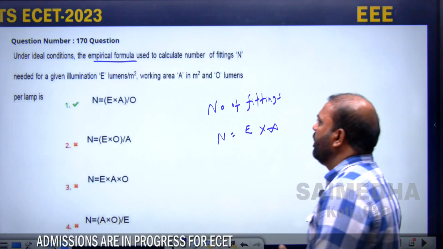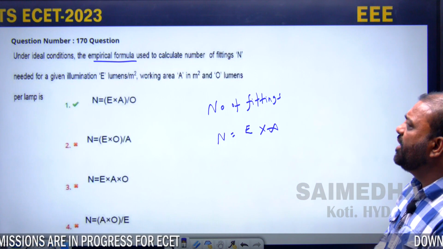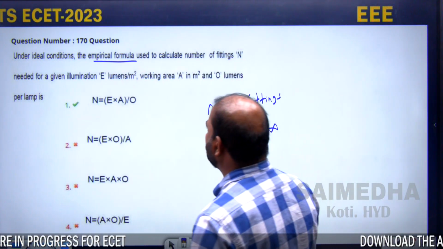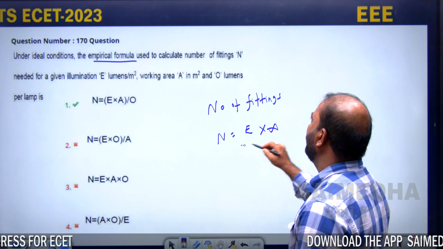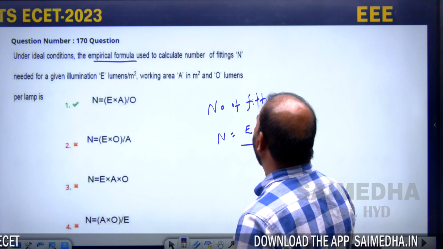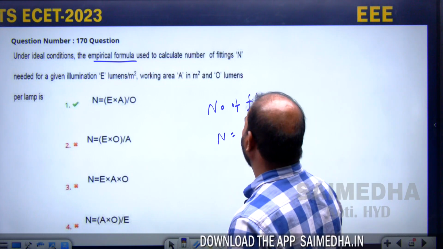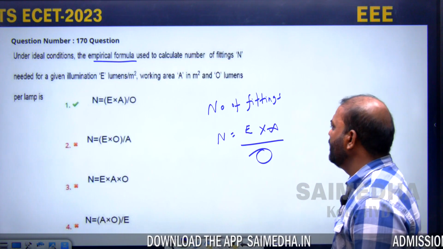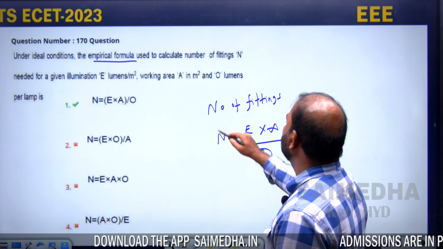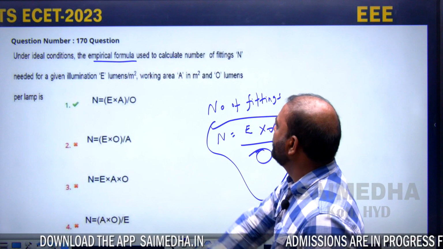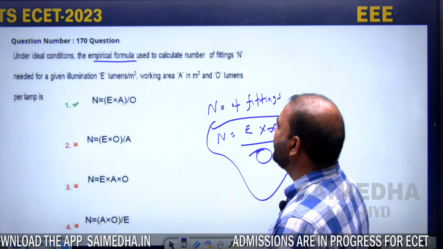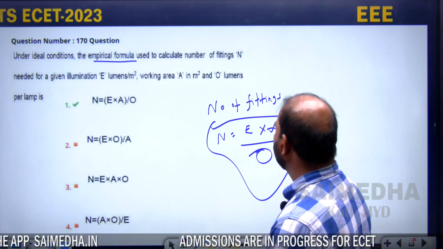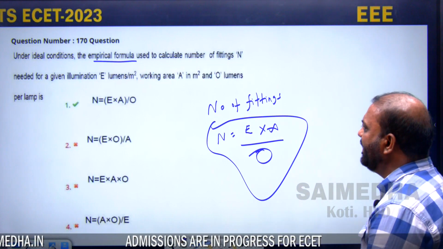So for what area are you going to design the illumination? That is the working area A in terms of meter square. And how many lumens per lamp are you going to get? If the lumens per lamp is O, then the number of fittings required for getting an illumination of E lumens per meter square is E into A by O. E into A by O.